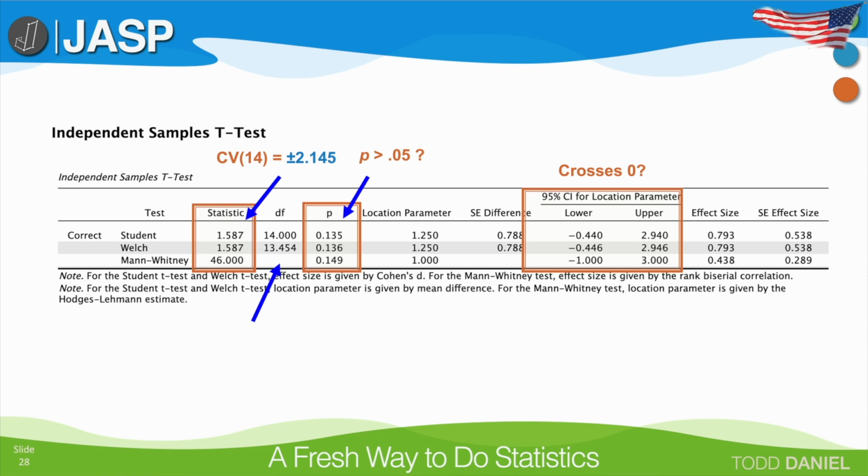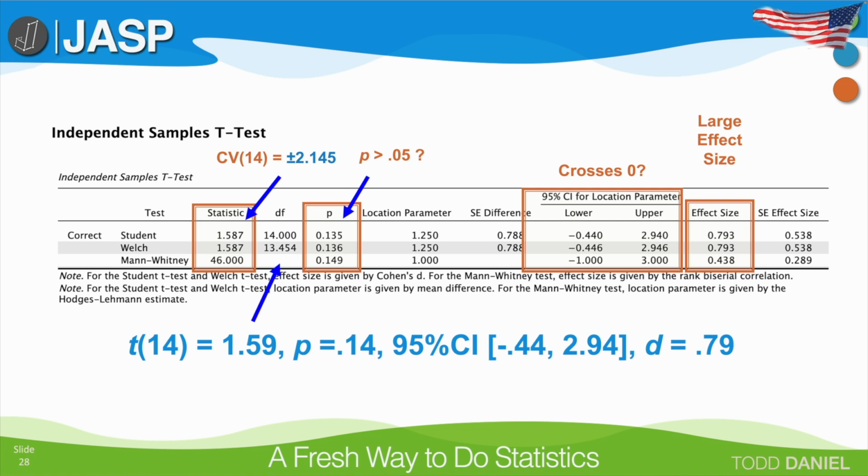These are non-significant findings. However, there's one more thing that we want to talk about, and that is the effect size. So notice the effect size is a 0.79, which is really close to 0.80. That's a large effect size. Here's how I would do the write-up. t with 14 degrees of freedom equals 1.59, a p-value of 0.14, 95% confidence interval, and my effect size. All of this tells me that this is a non-significant test.